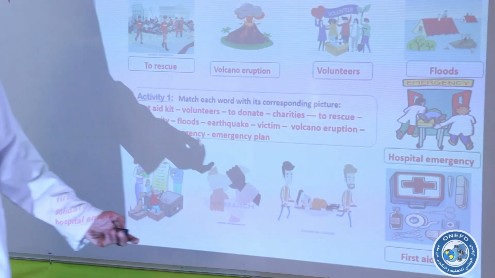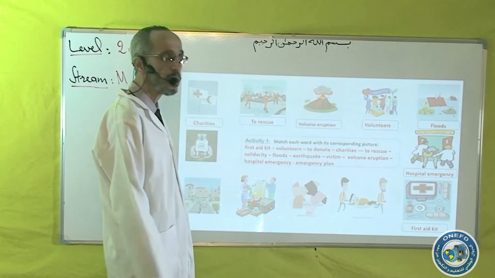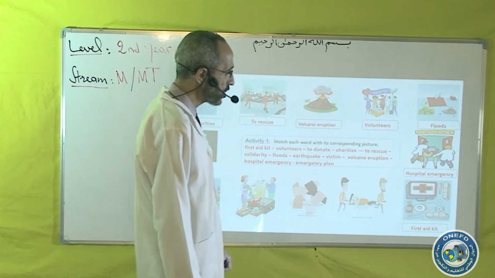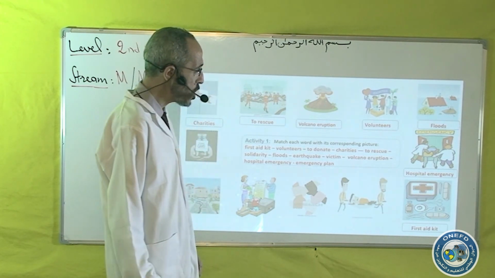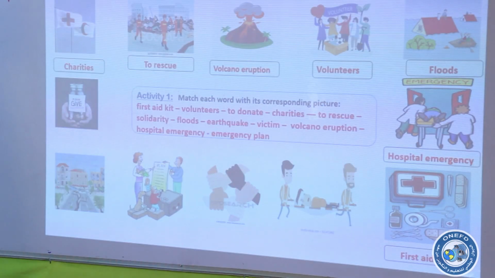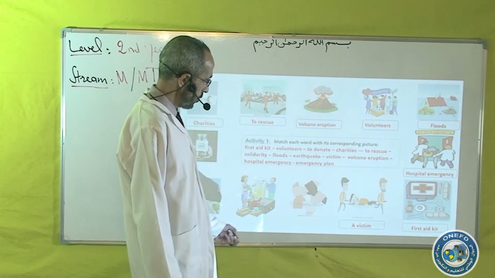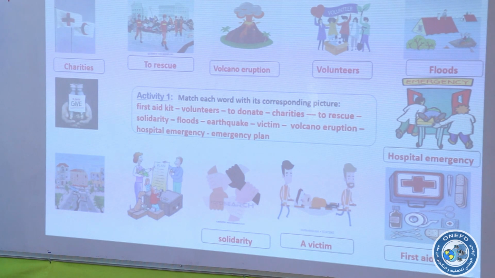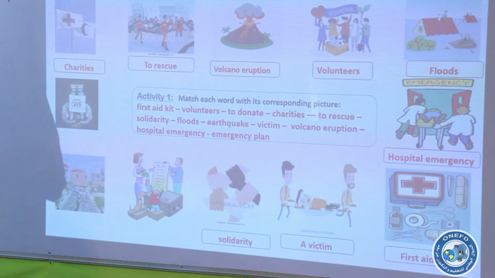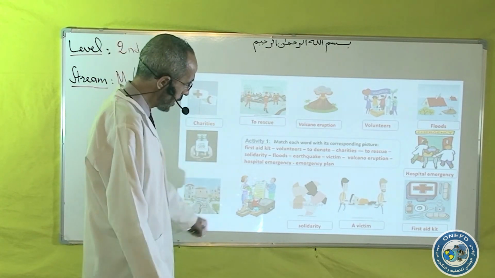What is a first aid kit? It's a kit that contains all the necessary things we need in emergency, especially when someone is injured or in case of a disaster. Picture number 8. This is a victim of an accident, a victim of a disaster. Picture number 9. This is solidarity. That means together, unity, solidarity.